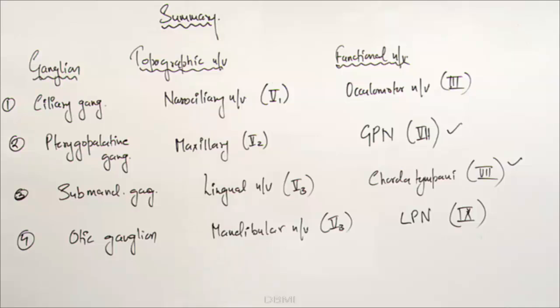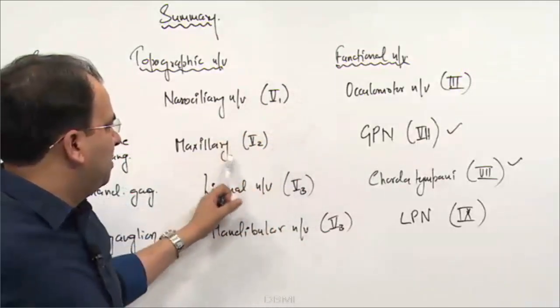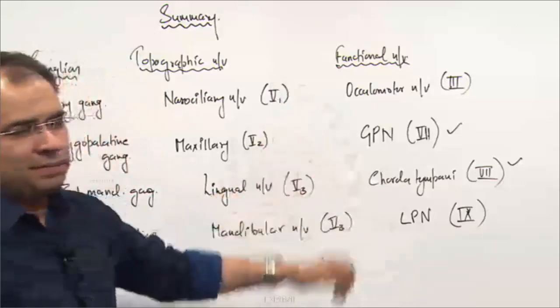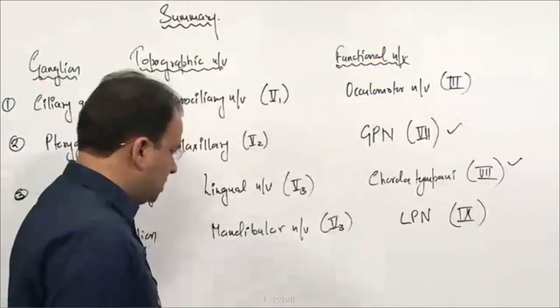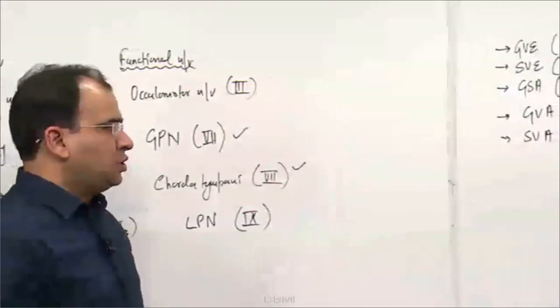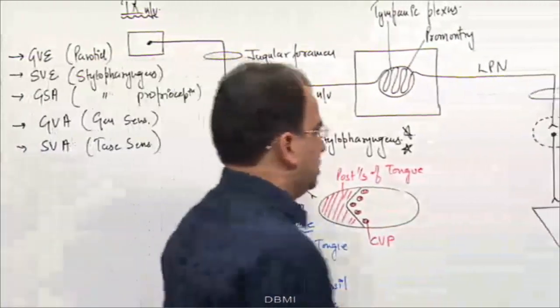So this is all we discussed till now about the ganglions, their topographic connection and functional connection. As you can see, the topographic nerves are all branches of the trigeminal nerve: ophthalmic, maxillary, mandibular. Moving on, let's now go to the next nerve, and that is vagus. We'll talk about the vestibulocochlear nerve in neuroanatomy tomorrow. So let's talk about the vagus nerve.